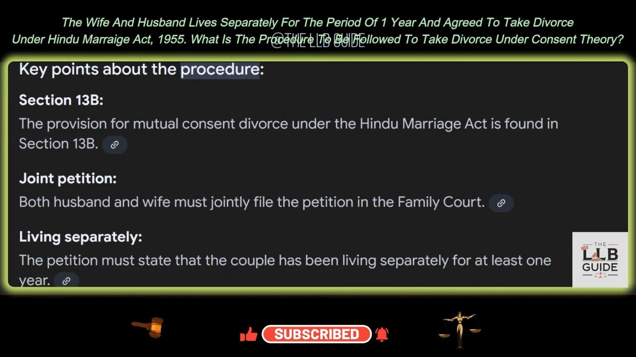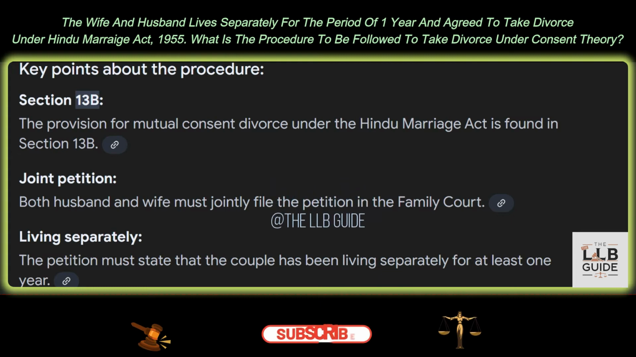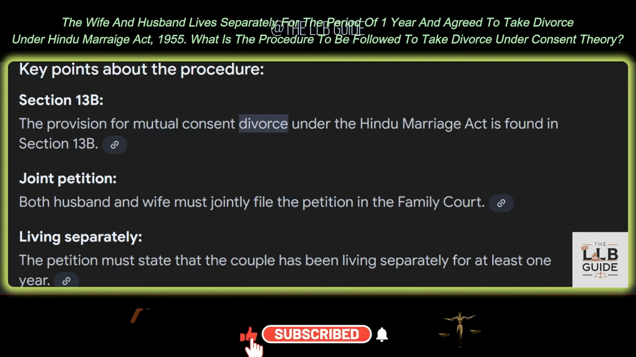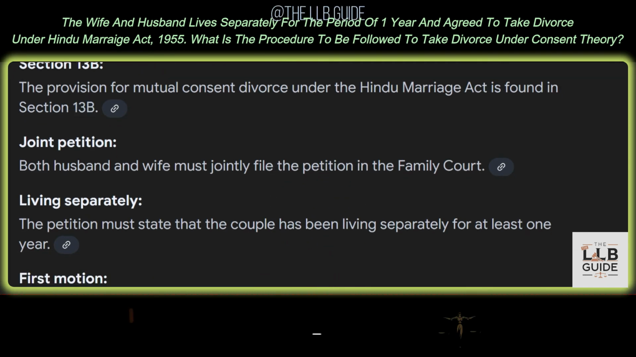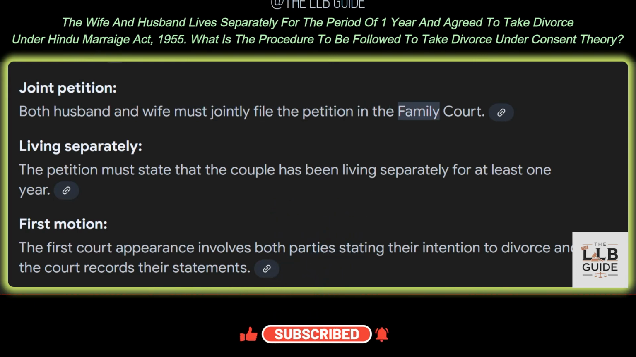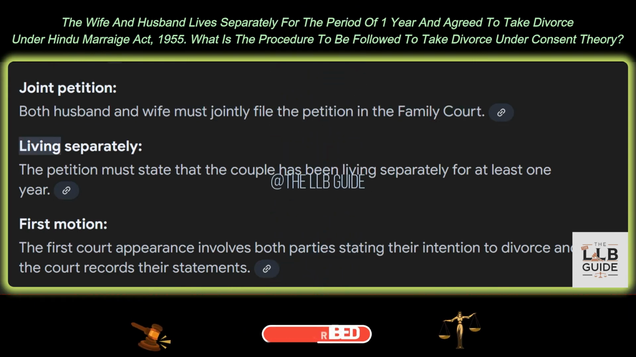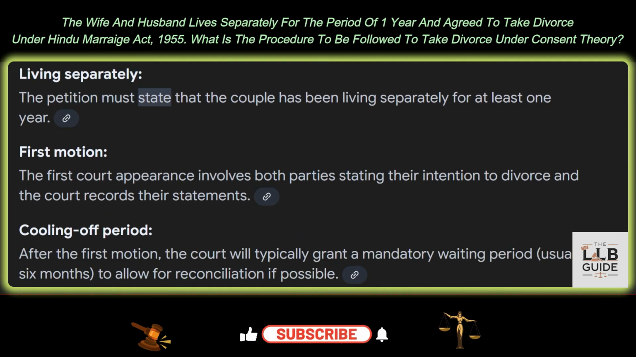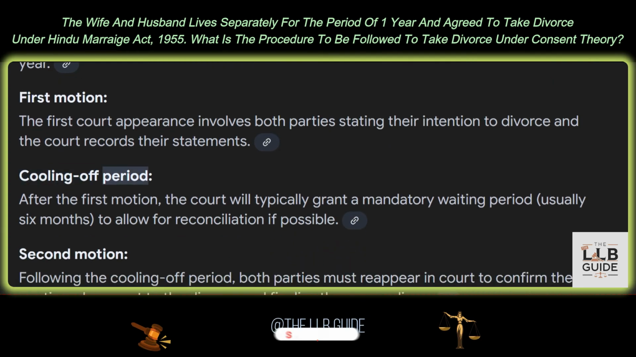Key points about the procedure. 1. Section 13B. The provision for mutual consent divorce under the Hindu Marriage Act is found in Section 13B. 2. Joint petition. Both husband and wife must jointly file the petition in the family court. 3. Living separately. The petition must state that the couple has been living separately for at least 1 year. 4. First motion. The first court appearance involves both parties stating their intention to divorce and the court records their statements.